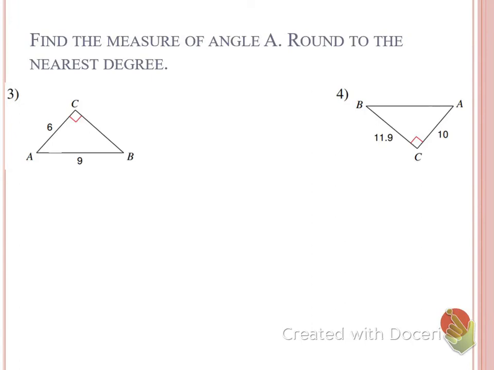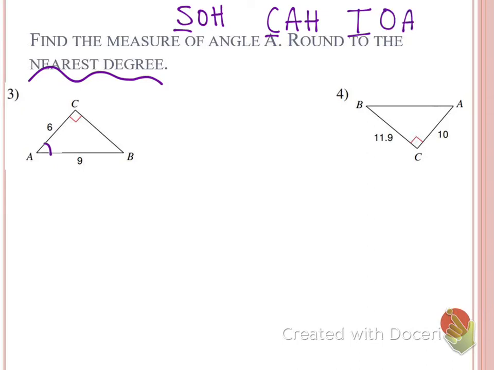At the bottom, we're going to find the measure of angle A, round to the nearest degree. Nearest degree means whole number. So angle A, we're given sides. You have to use a trig ratio. The Pythagorean theorem will never help you find an angle, only help you find a side. So we have to figure out which trig ratio we're going to use. It's either sine, which is opposite over hypotenuse, cosine, which is adjacent over hypotenuse, or tangent, which is opposite over adjacent.